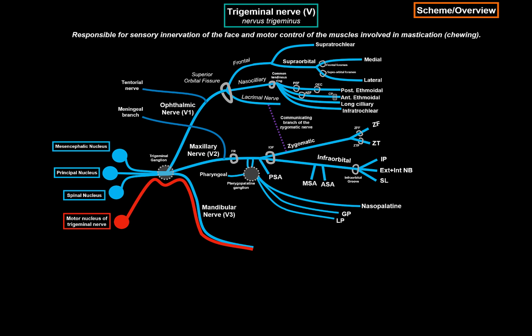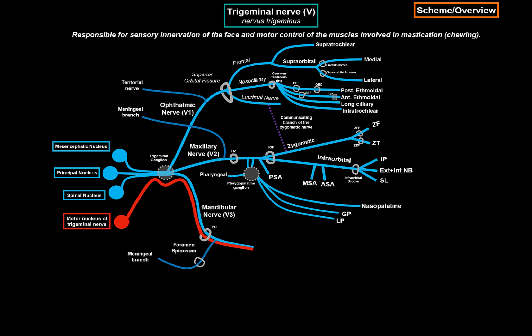Alright, let's do V3, the mandibular. Notice how motor fibers from the motor nuclei pass below the trigeminal ganglion without synapsing with it, and then join the sensory root of the nerve. This nerve will leave the neurocranium through the foramen ovale, and just as it leaves, it gives off the meningeal branch, which goes back up into the neurocranium through the foramen spinosum. And keep in mind, there might be variations here, but we will keep it at that.